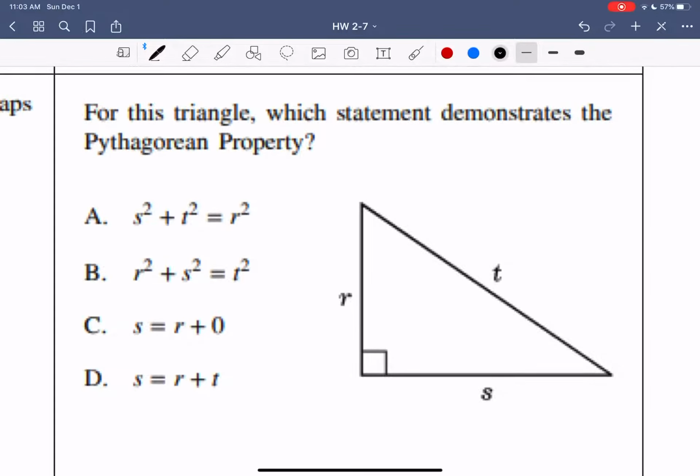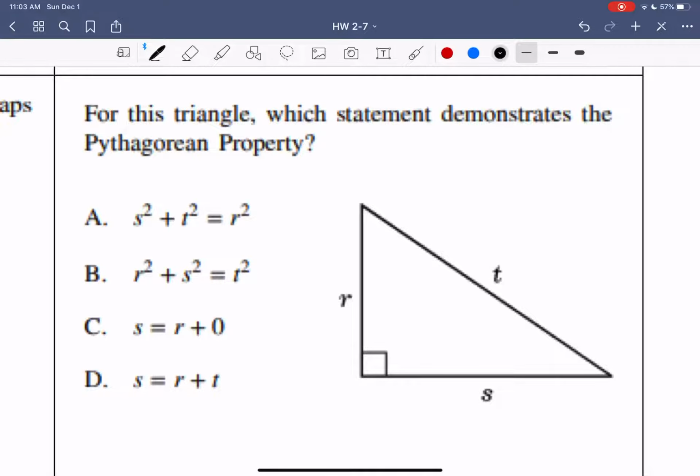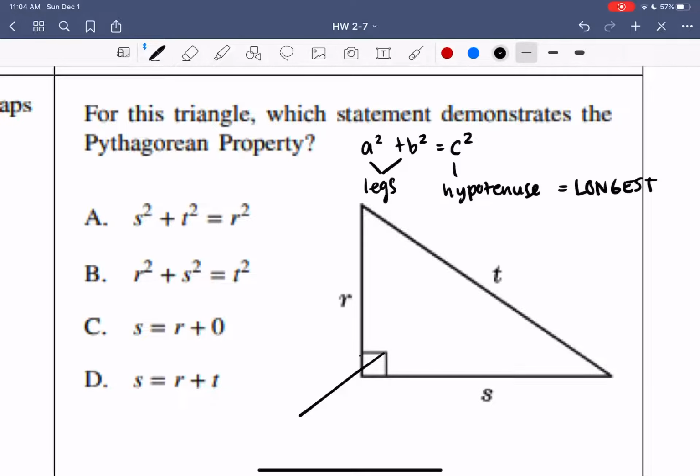For this triangle, which statement demonstrates the Pythagorean property? So the Pythagorean theorem states that a squared plus b squared equals c squared. So a and b are our legs, and c is our hypotenuse, which has to be our longest side. So remember that our right angle always points to our hypotenuse. So they've just changed the letters around for this one.